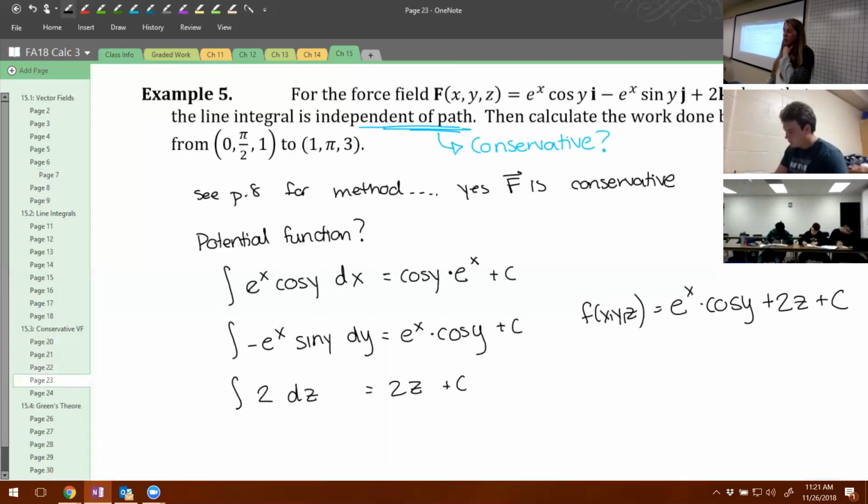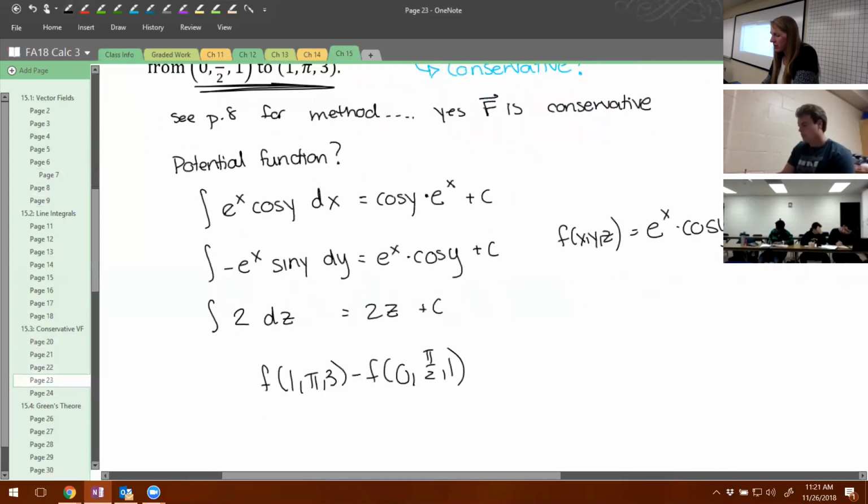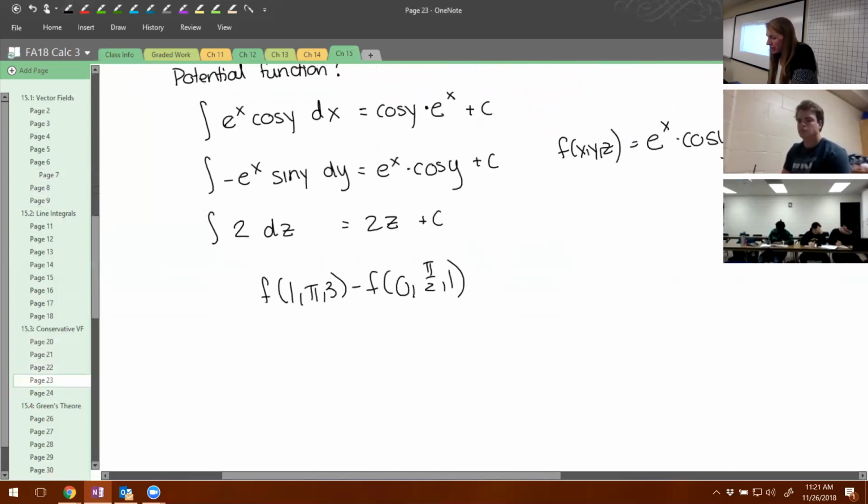So then we don't really care what shape the curve is. We know it's conservative. We know it's path independent. We're just traveling from one point to another point. To finish this problem off, we're going to take the potential function at the end point minus the potential function at the starting point. And those again just come from what they told us right up here. So a little bit of substitution.